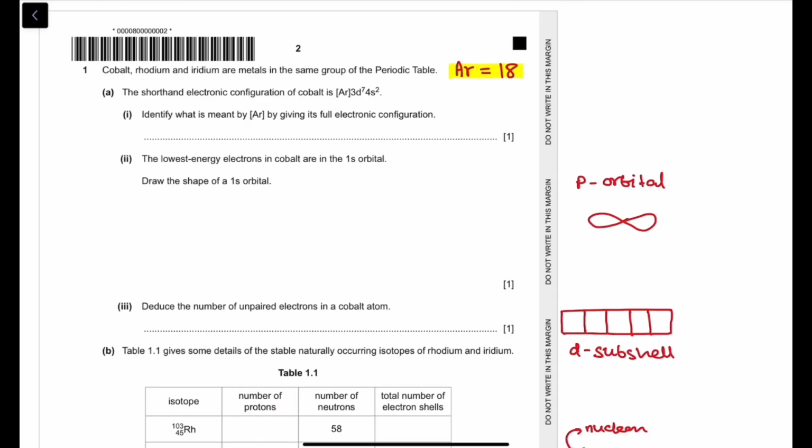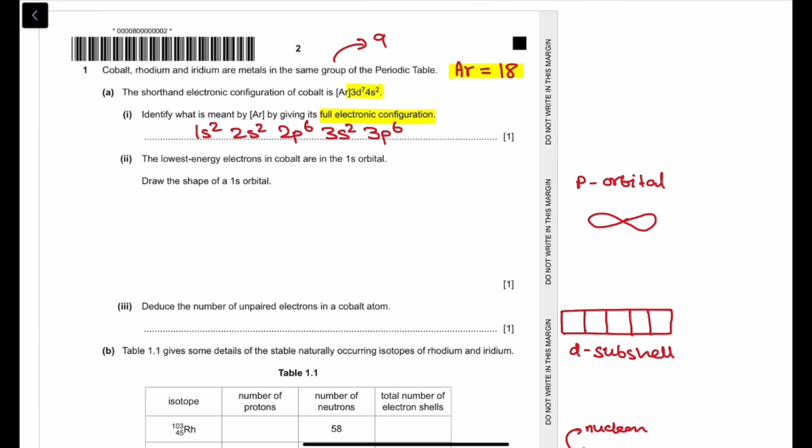Question number 1. Cobalt, rhodium and iridium are metals in the same group, that is group 9, of the periodic table. The shorthand electronic configuration of cobalt is argon 3d7 4s2. Identify what is meant by argon by giving its full electronic configuration. So argon actually has an atomic number of 18, thus it has 18 electrons, and the electronic configuration is as follows: 1s2, 2s2, 2p6, 3s2, 3p6.